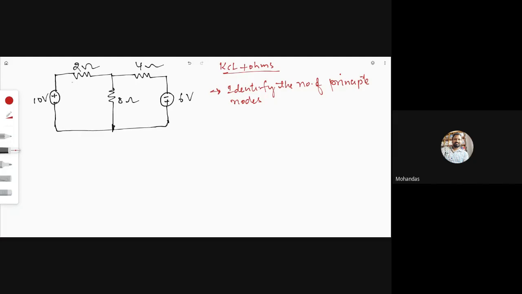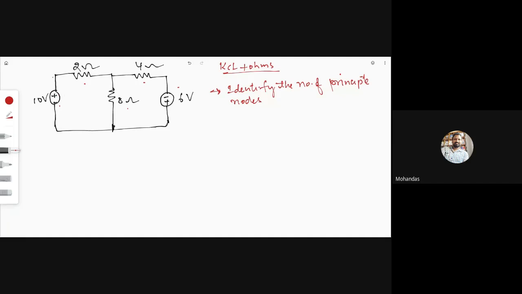A node is an interconnection of branches. First of all, how many branches are there? 10 volts is one branch, 6 volts is another branch, 2 ohm is another, 4 ohm is another, 8 ohm. Total 5 branches are there. And what is a node? Interconnection of the branch elements.